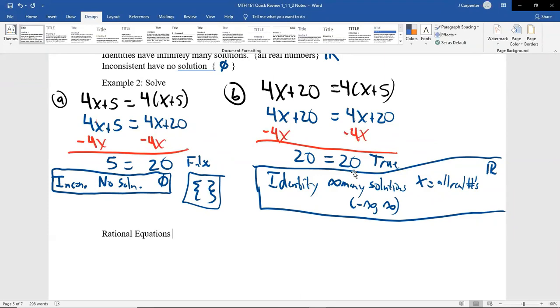So rational equations, going straight to the recipe just like we did with linear equations. So 4 steps to solve rational equations. First step, it keeps doing this to me, I wish it wouldn't.